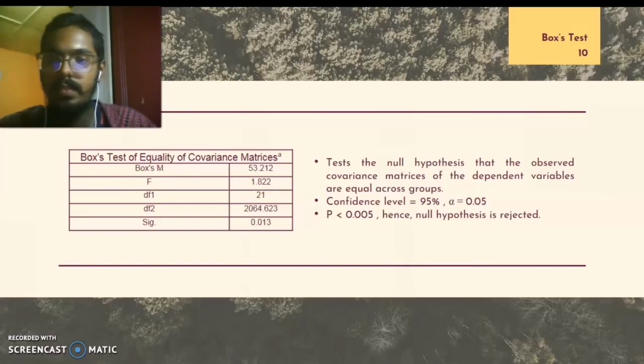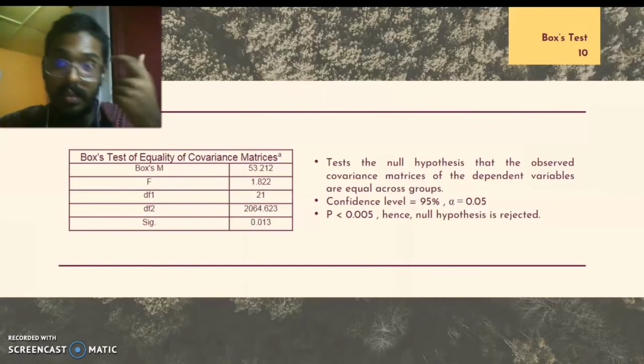Thirdly, the Box test. The Box test is the test of equality of covariance matrices. It tests the null hypothesis that the observed covariance matrices of the dependent variables are equal across groups. The confidence level is 95% and the alpha is 0.05. The p-value we obtained was below 0.005, hence the null hypothesis is rejected.